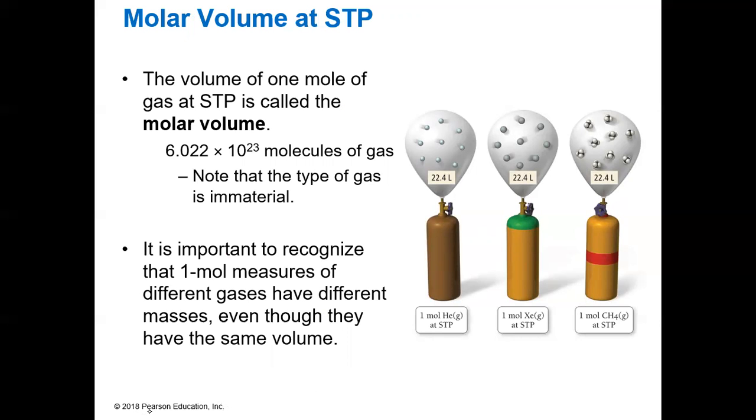All right, here is another note about the standard molar volume. So because it's for 1 mole, that means it's 6.022 times 10 to the 23rd gas molecules. That's just Avogadro's number. Y'all know that.